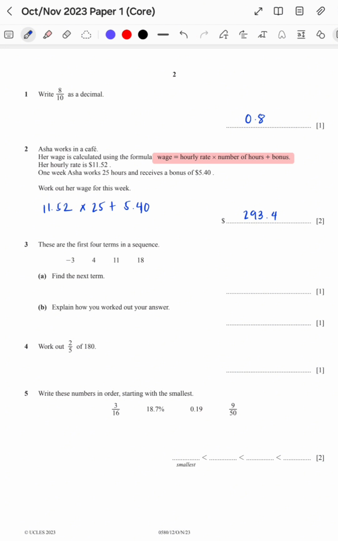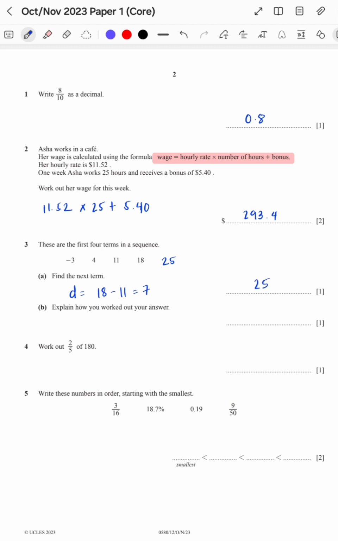Question number 3. These are the first 4 terms in a sequence: -3, 4, 11, 18. Find the next term. To find the next term, let's find out what's the common difference. Let's take the fourth term minus the third term, which is 11, is equal to 7. So adding 7 to 18 will give us the next term. So that's 18 plus 7, which is equal to 25.